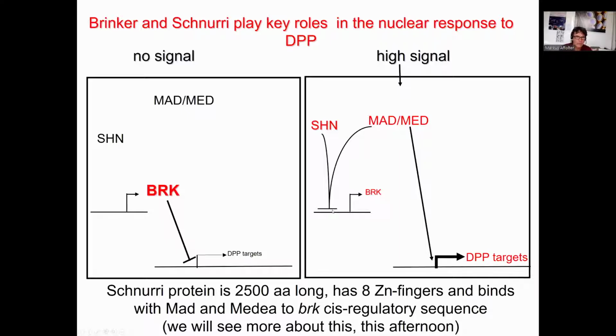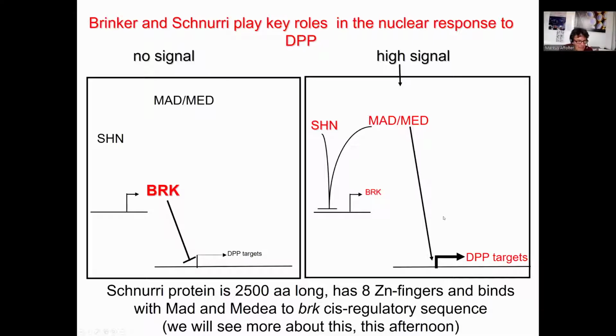It turned out that all of this was true. Within a year, not knowing what Schnurri does, we know exactly what it does. It takes 15 base pairs for MAD and Medea to bind as a trimer, and these 15 base pairs have to have a spacer of 5 in the middle. Only then Schnurri can bind, is recruited, and then these 15 base pairs together with MAD, Medea, and Schnurri repress transcription of Brinker, and then the pathway is repressed and activation can occur.